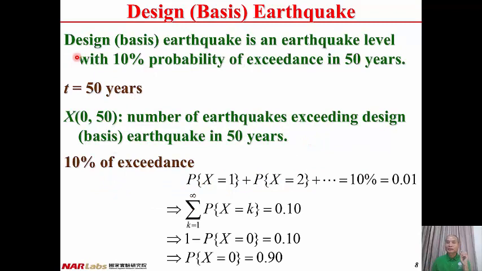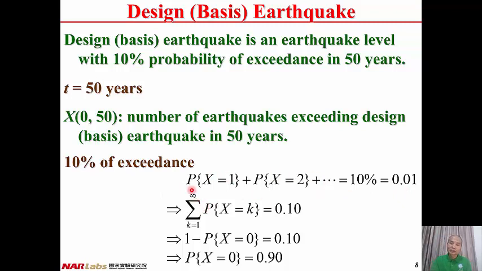The design basis earthquake is defined as an earthquake level with 10% probability of exceedance in 50 years. Therefore, T equals 50 years. X from 0 to 50 is defined as the number of earthquakes exceeding the design basis earthquake in 50 years. Because the probability of exceedance equals 10%, there should be at least one earthquake exceeding the design basis earthquake in 50 years. There may be one earthquake, there may be two earthquakes. Therefore, the probability of X equal to 1 plus the probability of X equal to 2 and so forth up to infinity equals 10%, that's 0.1.